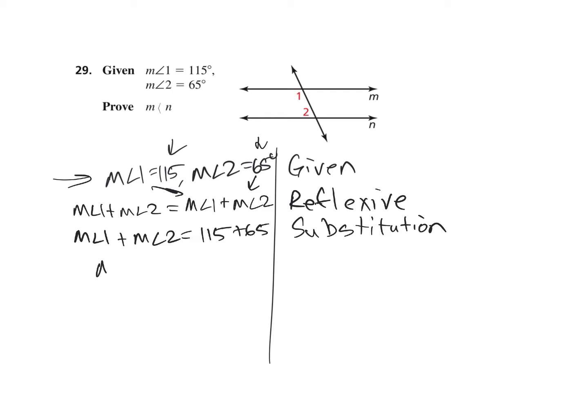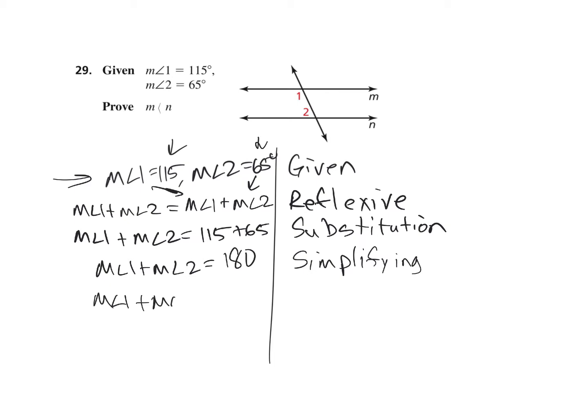Okay, and then, so the measure of angle 1 plus the measure of angle 2 is equal to 180. That's just simplifying. You're not adding. If you say adding, that means you're adding something to both sides of the equal sign. All right, so you're just simplifying there, combining like terms. And now, the measure of angle 1 plus the measure of angle 2 are supplementary, okay? Or the angle 1 and angle 2 are supplementary, okay?